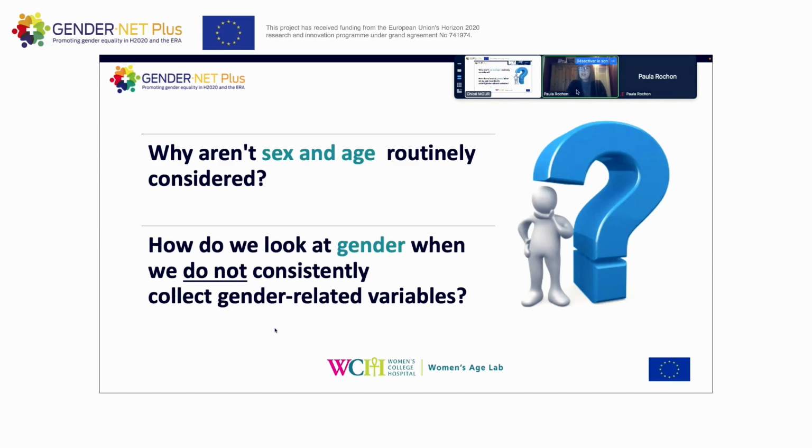So here we have some questions based on this work. Why are sex and age not routinely considered? We actually had data about sex and age in all the data sets, and it's the sort of thing that's not thought about and used routinely in research. And second, how do we look at gender when we don't consistently collect that data? All the data sets that we looked at had potentially a measure of gender, but it wasn't done purposely, and it wasn't done consistently across the data sets.